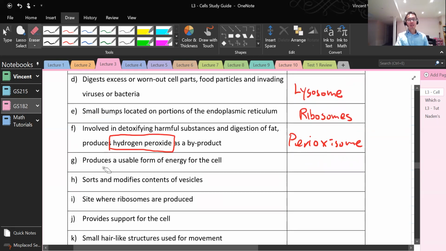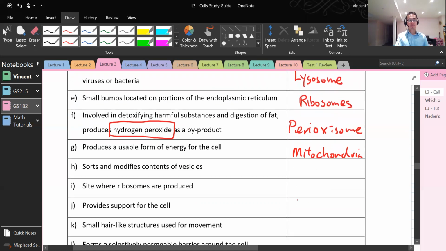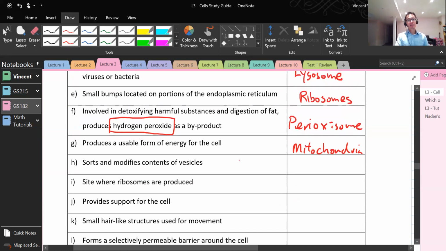Produces a usable form of energy for the cell, that is the mitochondria, in cellular respiration, right? Makes ATP. Sorts and modifies contents of vesicle, that would be the Golgi body, Golgi apparatus.